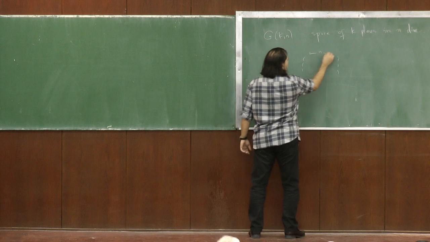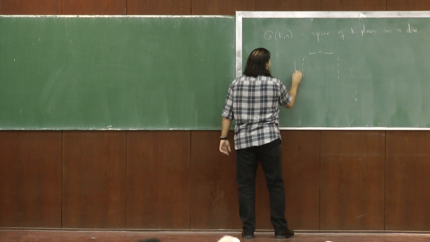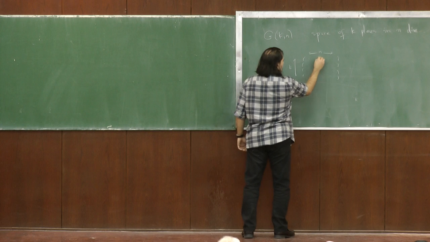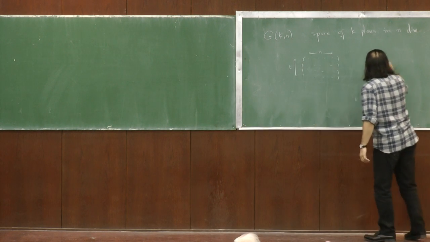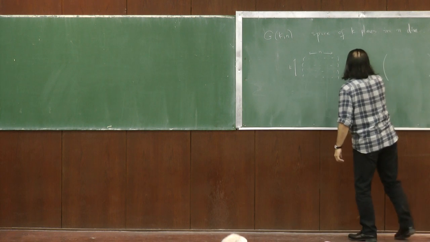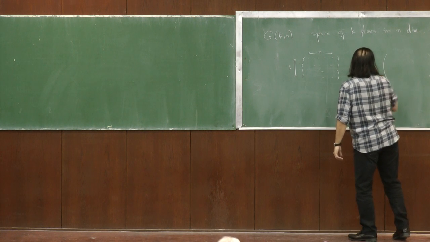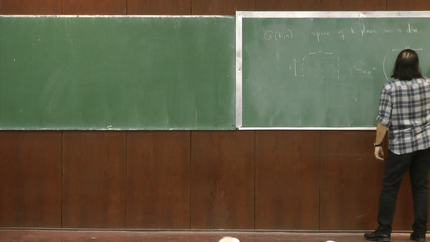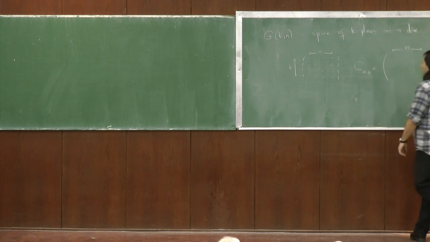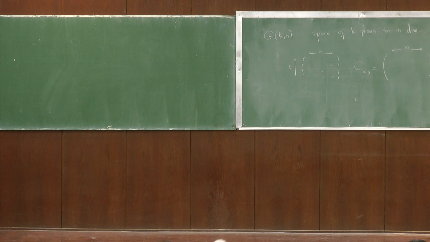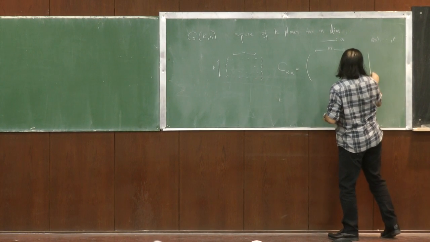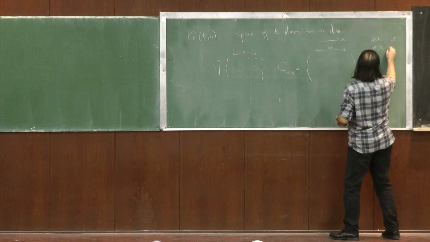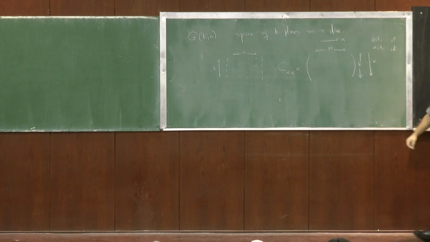So this is n, okay? And I'm going to have k of them here. So this is one n-dimensional vector, another one, another one. So in fact, this is given really by a k by n matrix. Okay, I'm going to call the indices on this matrix alpha and a. A always runs from 1 to n, is the horizontal index, and alpha runs from 1 to k, is the vertical. Okay?